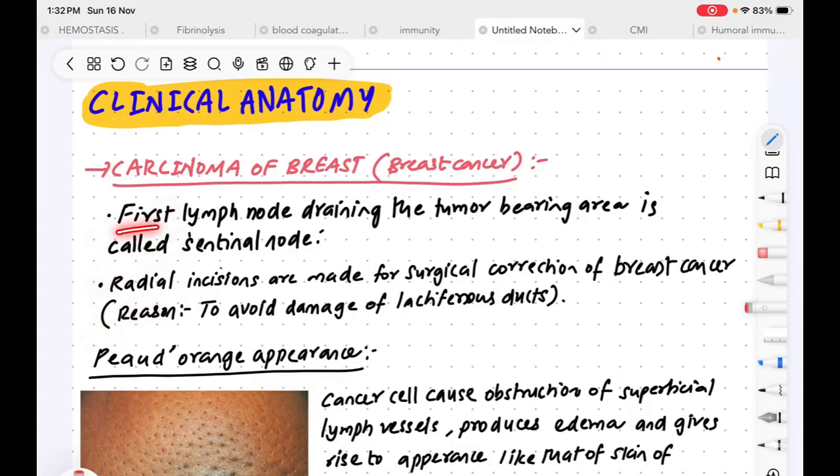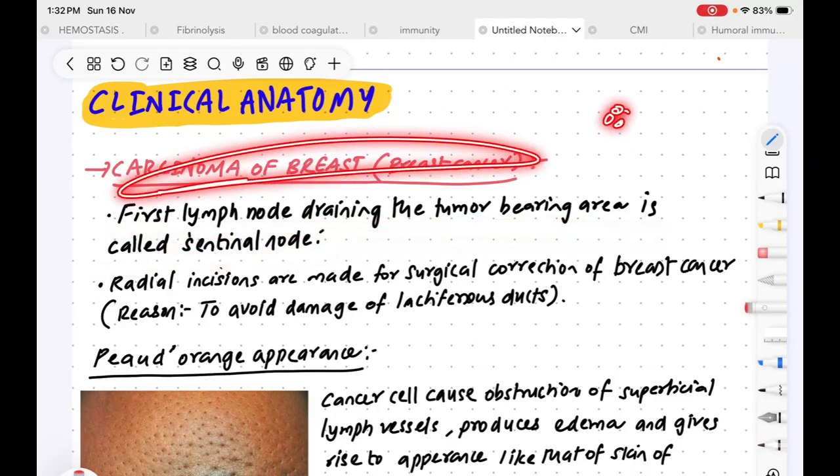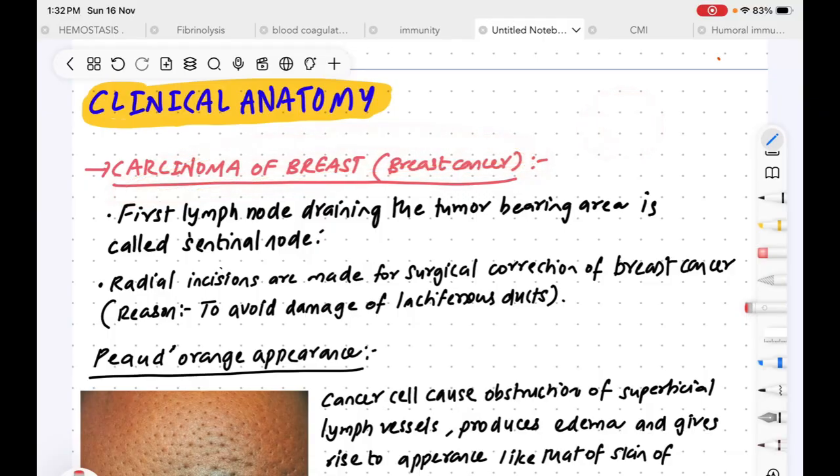Okay, so the first lymph node draining the tumor bearing area is called the sentinel node. Of course, carcinoma of the breast means cancer cells accumulate and form a tumor, right? So this tumor bearing area will have some lymphatic drainage. The draining lymph node is called the sentinel node. Suppose here is the tumor, here is one lymph node. Lymph is drained like this from the tumor bearing area. So this lymph node is called the sentinel node.